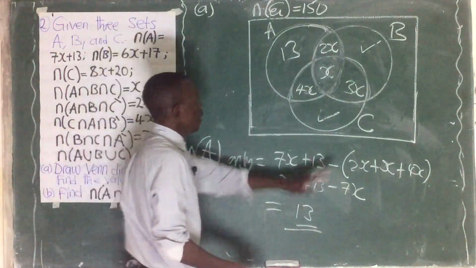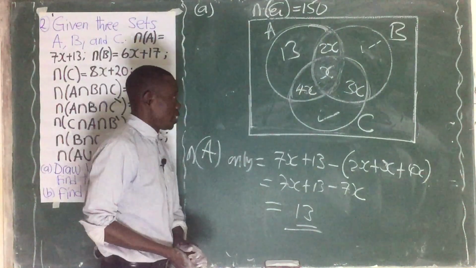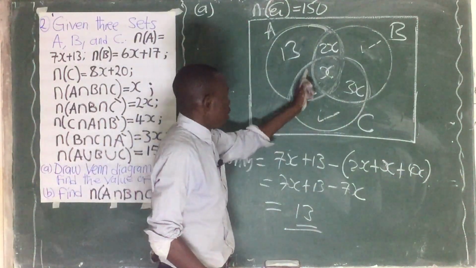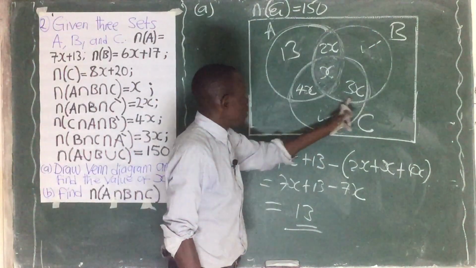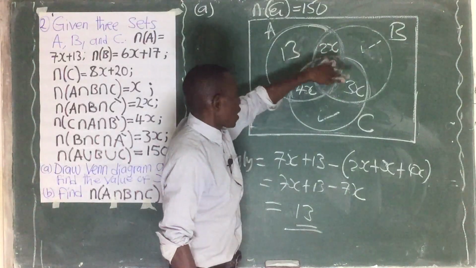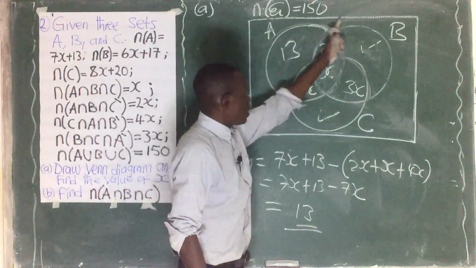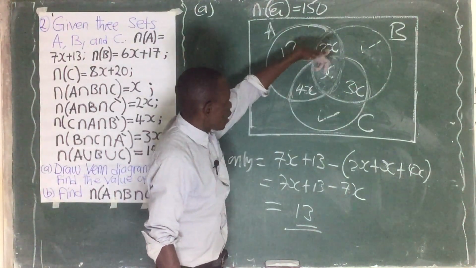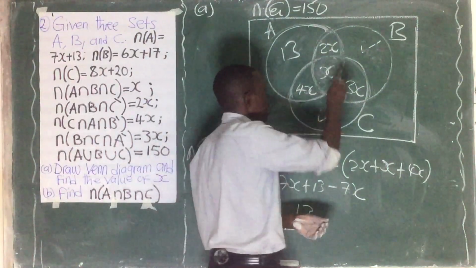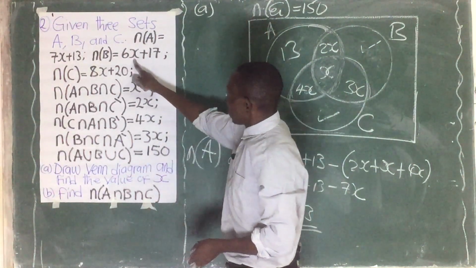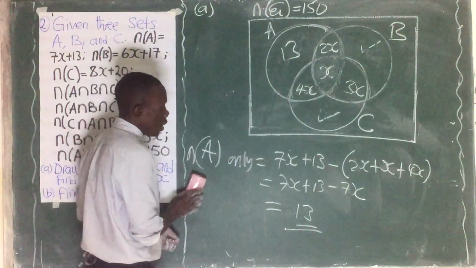Now coming to the B only, for this space here, how do I find it? I'll look at the category of B here. This B has got 1, 2, 3, 4 sections. But the total number considers this and this. So to find this, what I have to do is take the total number of elements in B and subtract the sum of 2x, x, and 3x. Then I find that one. So for B, how many are there? We are given that there are 6x plus 17. So what I'll do here is similar to what I've done here.